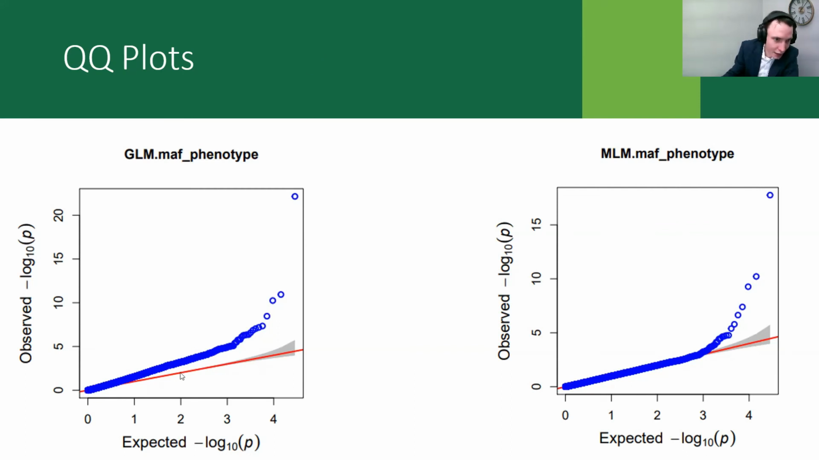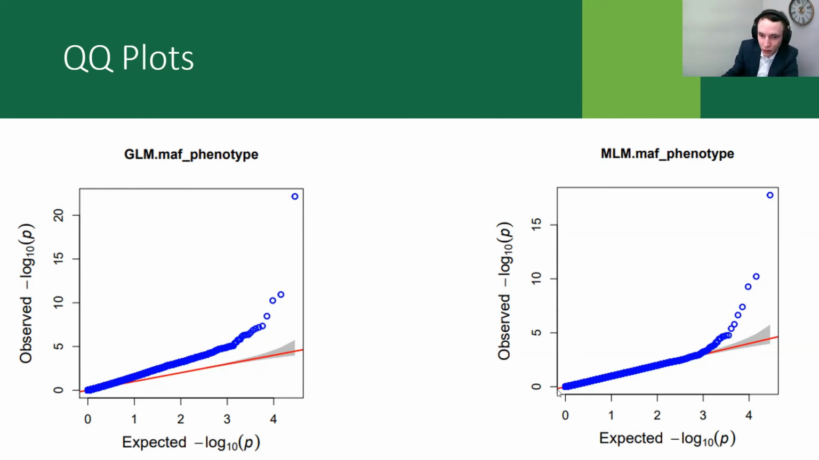If we look at the GLM QQ plot, we can see it deviates quite quickly from our expected line, which is probably not good, and we expect to see an inflation of the p-values when we run the test using this model. Therefore, we should probably select a different model.